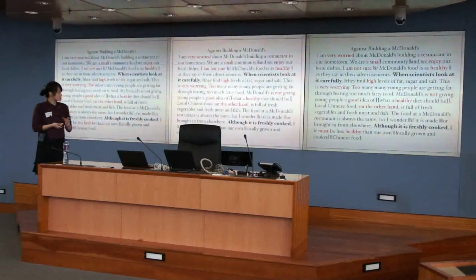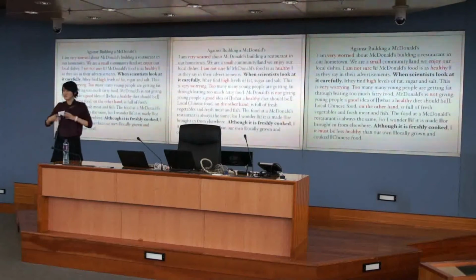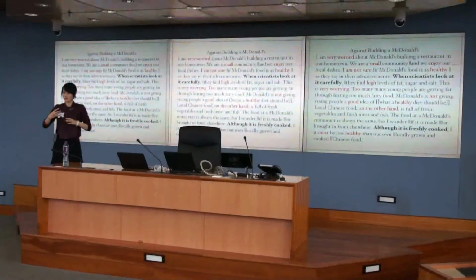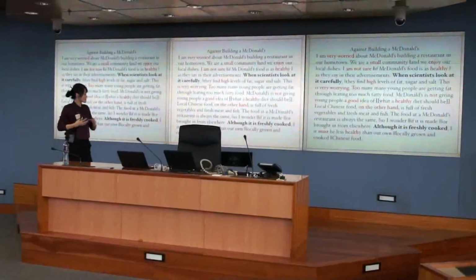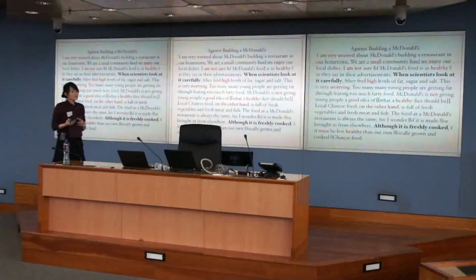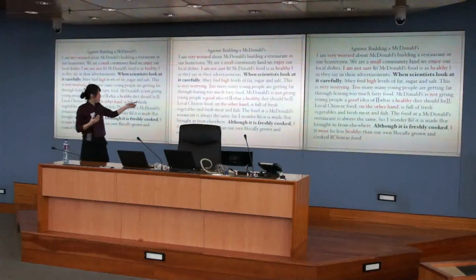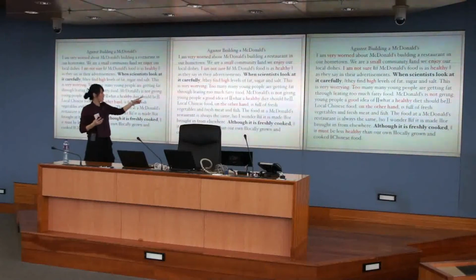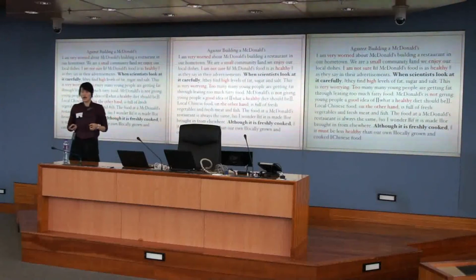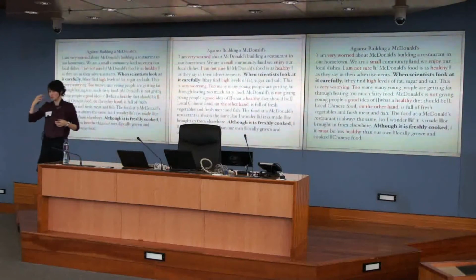And you can see a very interesting thing: the clause level is becoming more complicated. They're using the dependent clause as a marked theme to introduce the background information. Like when scientists look at it very carefully, we find high levels of fat, sugar, and salt. And sometimes they have different types of dependent clause, like although it is freshly cooked, a concession, and too many young people are getting fat through eating too much food, like a manner clause. And especially, you can see that long finite clauses like eating too much fatty foods appear and emerge in senior secondary here.